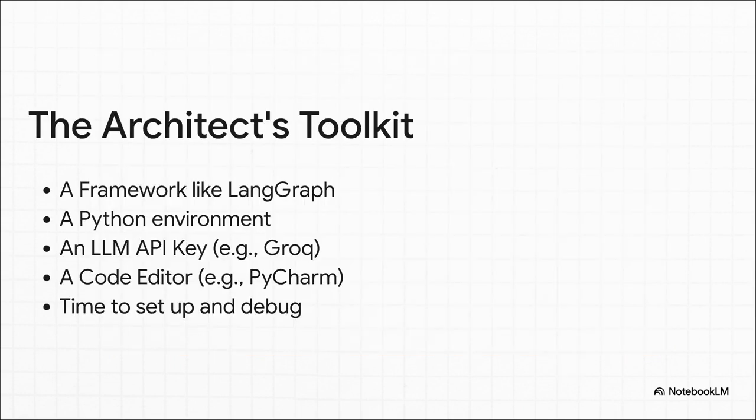So what do you actually need for this architect path? Well, the toolkit has a few key components. You'll need a Python environment and your favorite code editor, of course. But then you'll need a couple of other key things. A framework like LangGraph, which helps structure the AI's logic, and an API key to connect to its brain, the large language model. Now, it's definitely a more involved setup, I won't lie, but it's absolutely perfect if you want to learn the real nuts and bolts.